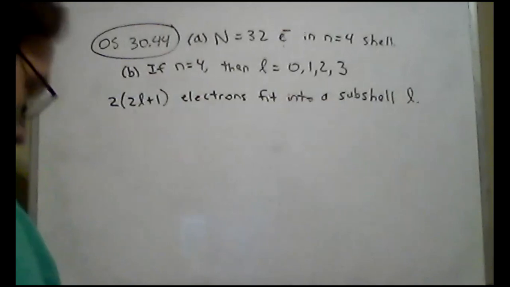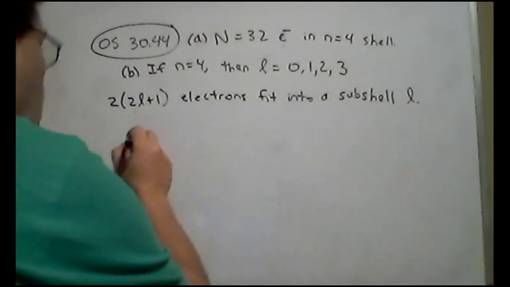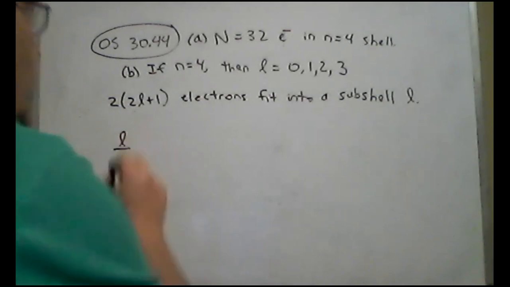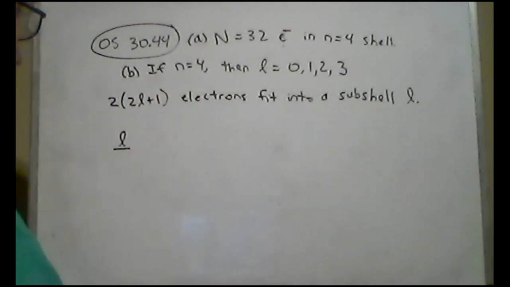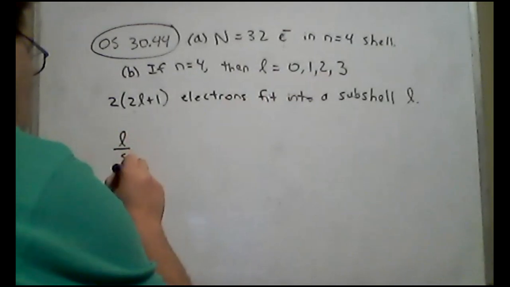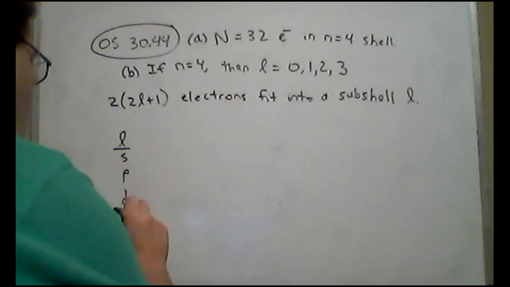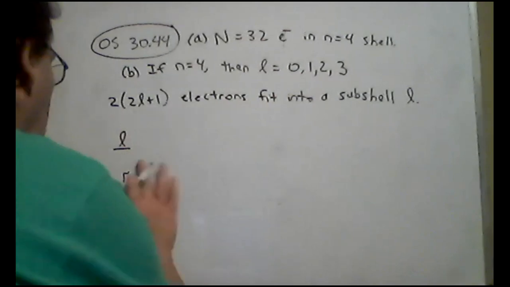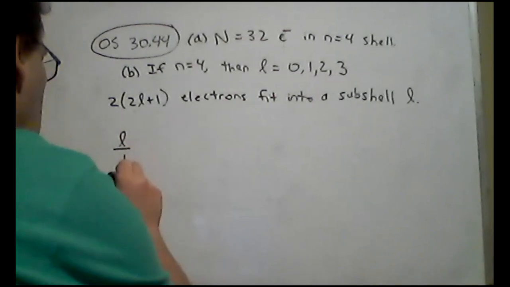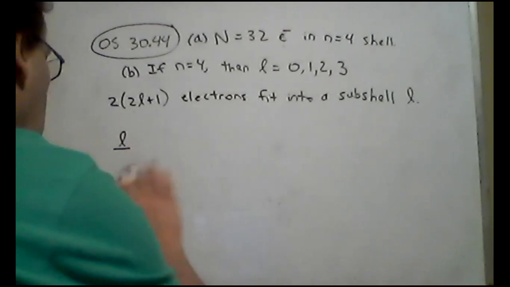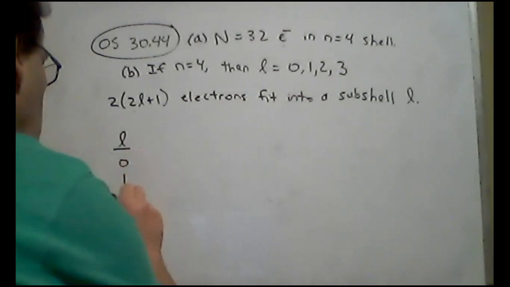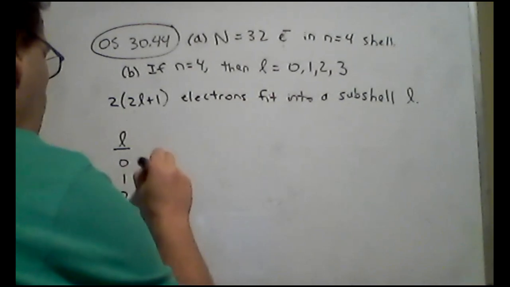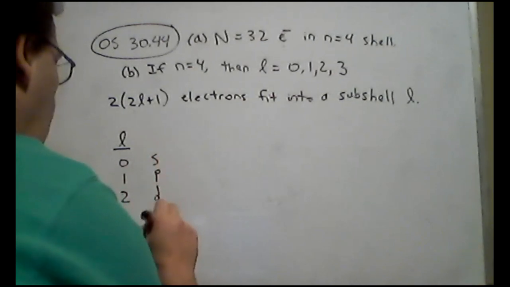So what kind of subshells can I have? Well, I can have n equals 4, so I can have a 4s, 4p, 4d, or 4f. That's how many I could put in here. Again, l can equal 0, 1, 2, or 3, which corresponds, of course, to s, p, d, f. That's the symbol.